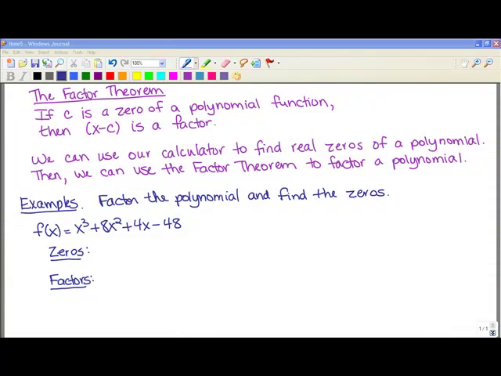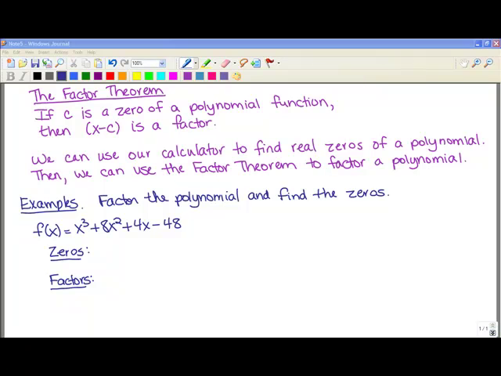The factor theorem states if c is a zero of a polynomial function, then x minus c is a factor. In these problems, we'll use our calculator to find the real zeros of a polynomial, and then use the factor theorem to factor the polynomial. We'll take a look at two examples in this video.